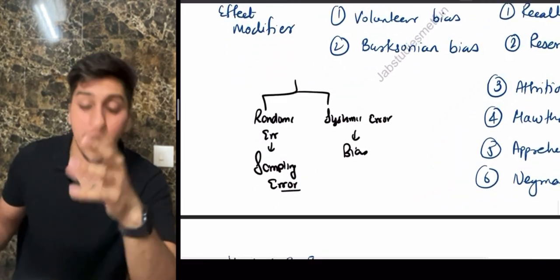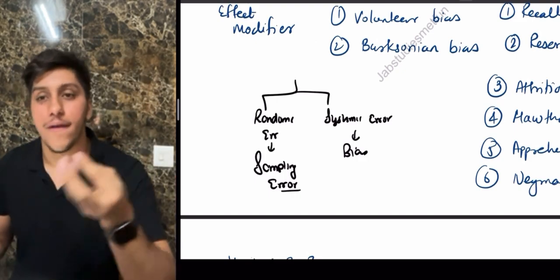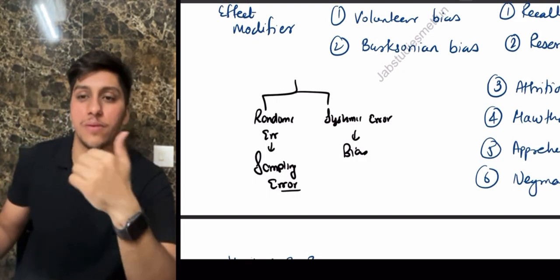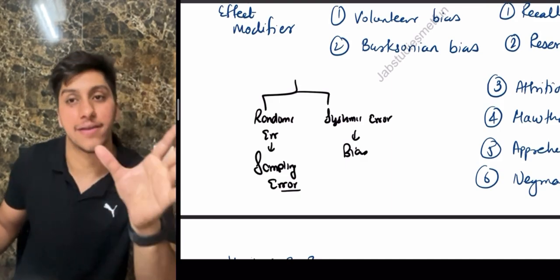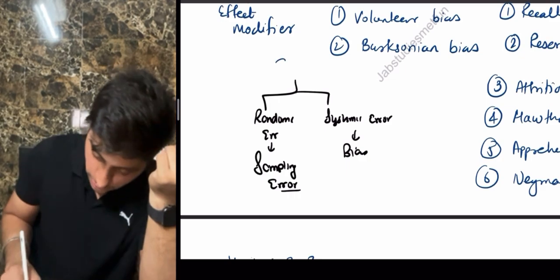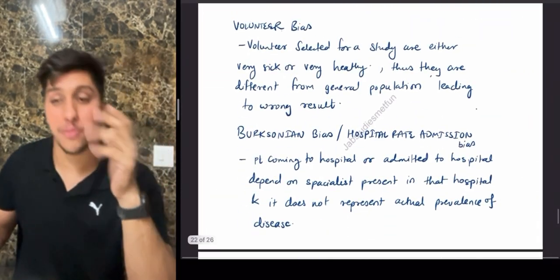Okay. Now, normally errors can be of two types. One is your random error and then your systematic error. Whenever you're having a random error, it is most probably a sampling error. And whenever you're having a systematic error, it is a bias. Bias we have already talked about. These are errors. Okay. Let's talk about volunteer bias.